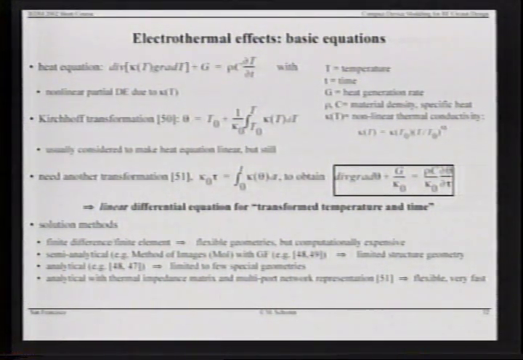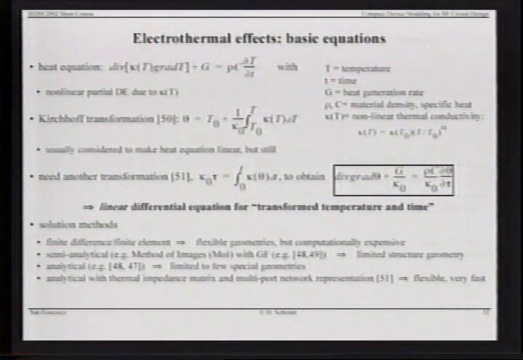What are the basic methods to solve this problem? Of course, starting with the heat equation is a good idea. The heat equation is a nonlinear equation because of the temperature-dependent thermal conductance. The other variables that occur in that equation are listed here. People usually perform a Kirchhoff transformation to make the equation linear. Actually, it is only quasi-linear. And if you transform the time as well, then you can come up with a linear differential equation that you can solve analytically for not too complicated problems. And that is being done.